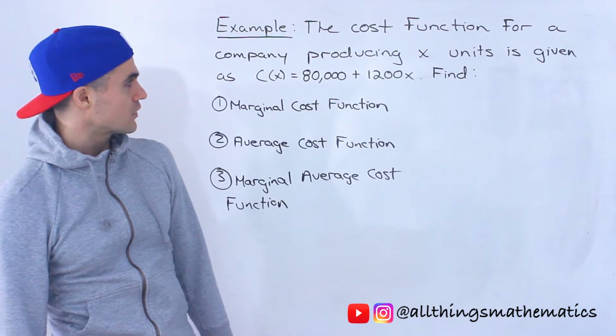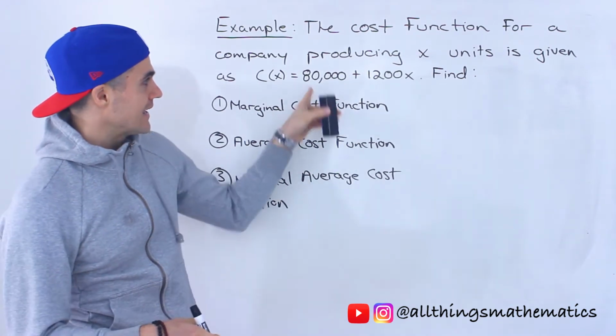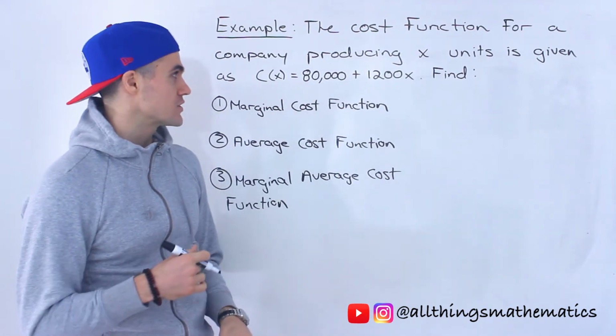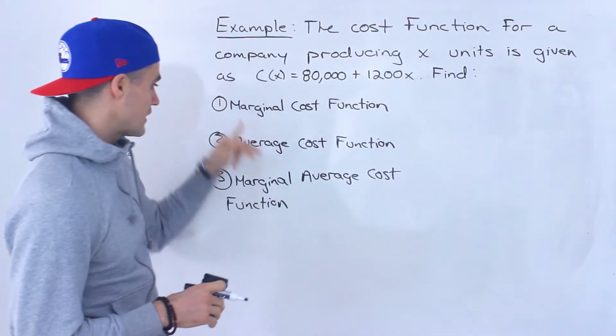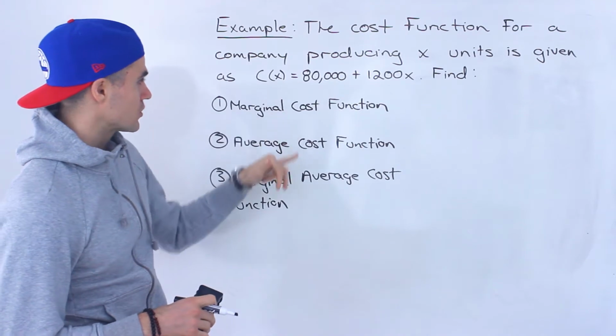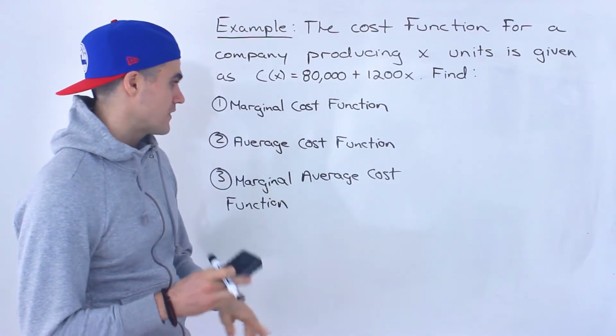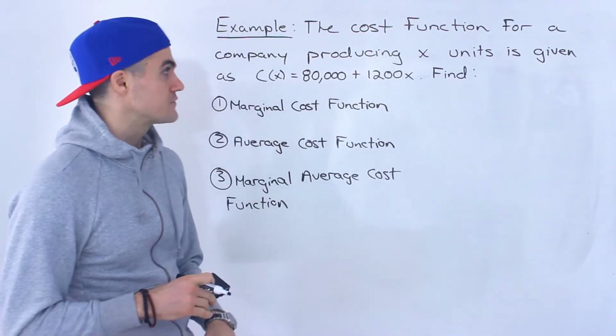So the cost function for a company producing X units is given by this equation over here. So 80,000 plus 1,200X. And we have to find these three different functions here. The marginal cost function, the average cost function, and then the marginal average cost function.